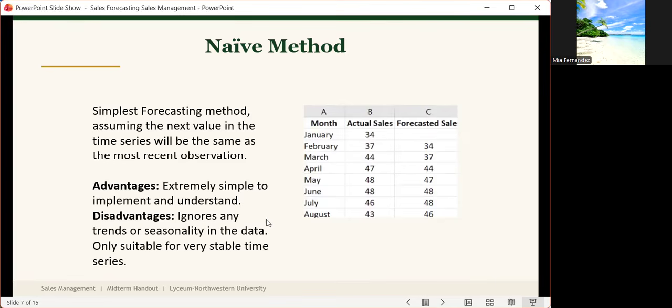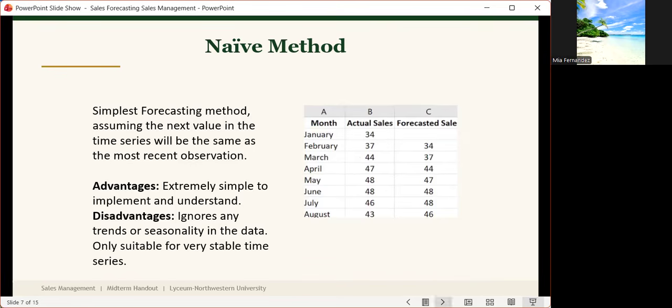Of course, the advantage is that it's very simple, but the disadvantage is that it ignores trends or seasonality in the data. So it doesn't suit everything. It doesn't suit all cases. It can only be used if the time series is stable.